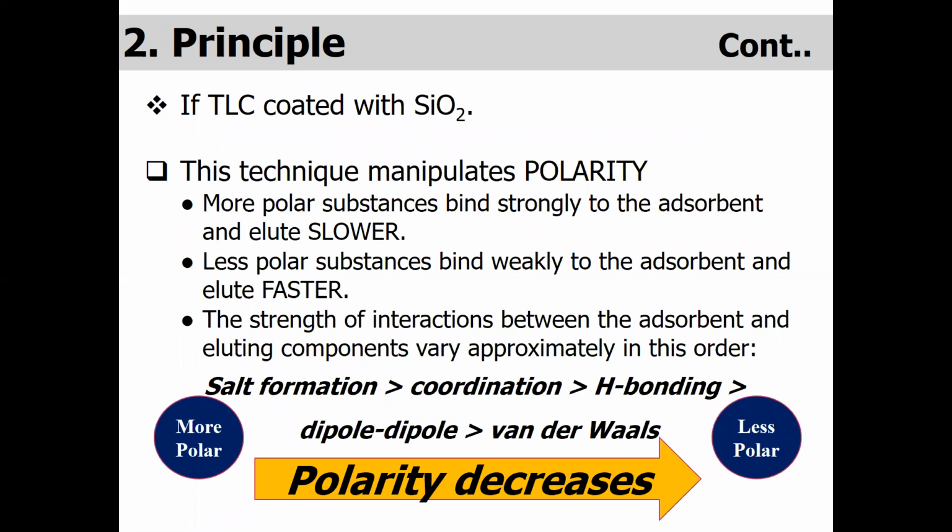This is a further explanation of the principle. If we are using silica-coated TLC, of course, silica is polar in nature. So what happens in this case: more polar substances bind strongly to the adsorbent and elute slower, while non-polar substances will elute first, as I mentioned here. The strength of the interaction between the adsorbent and the eluting components varies approximately in this order. Okay, this is basically the criteria.